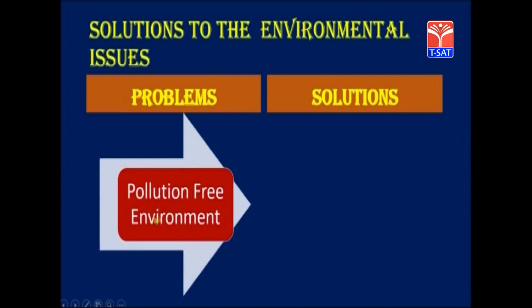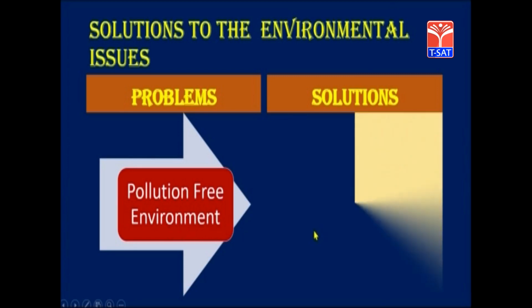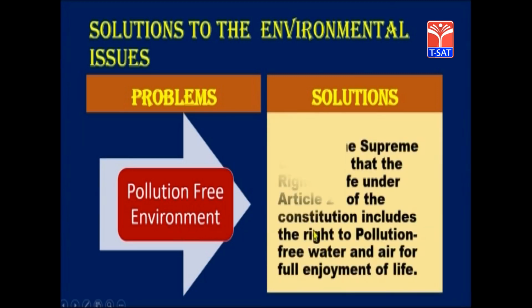First problem is to ensure a pollution-free environment. So what is the solution given by the government? In 1991, the Supreme Court held that the right to life under Article 21 of the Constitution includes the right to pollution-free water and air for full enjoyment of life. Right to life means protection of life, but here, right to life includes the pollution-free environment also, pollution-free water and air. So, this is an order given by the court in 1991.